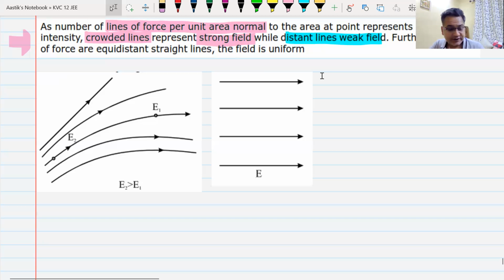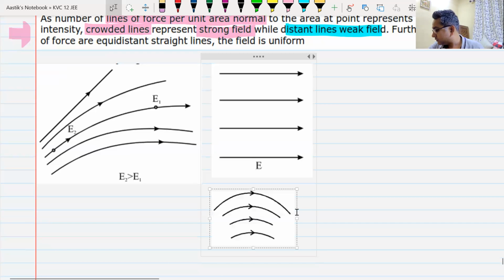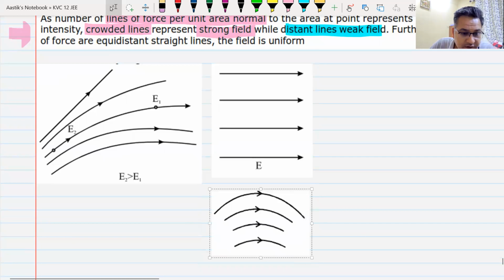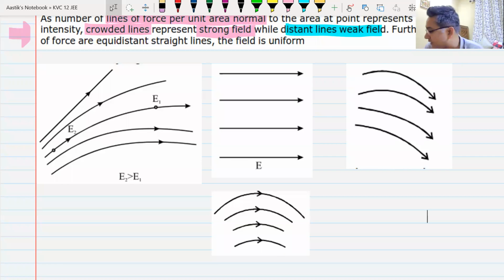Looking at this type of electric field, this one, what can you say about this type of electric field? Constant in magnitude but not in direction. Anyone understands this? They are equally spaced, but the direction is changing. So probably constant in magnitude, but variable in direction.